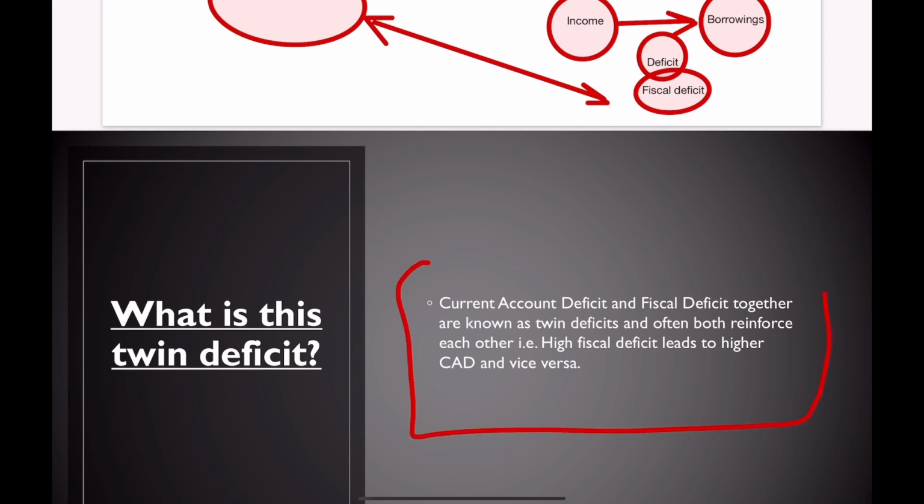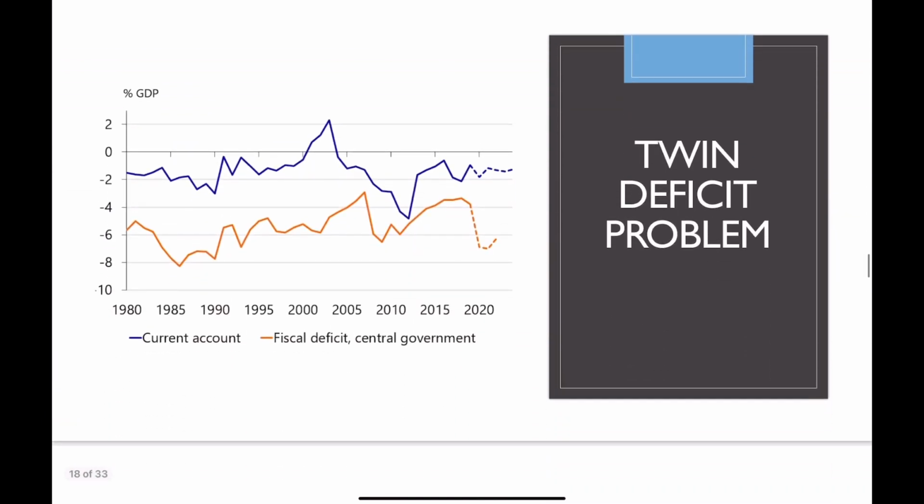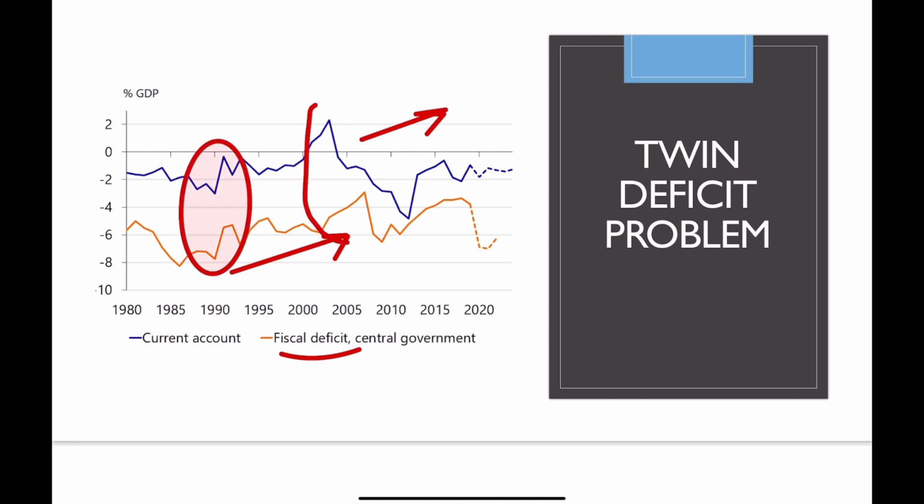Now, we have to understand this point. The trend in the twin deficit problem: this one represents the fiscal deficit and this one represents the current account deficit. Now, you can see the trend. Most of the times they go together. That means there is some subtle link between the two.